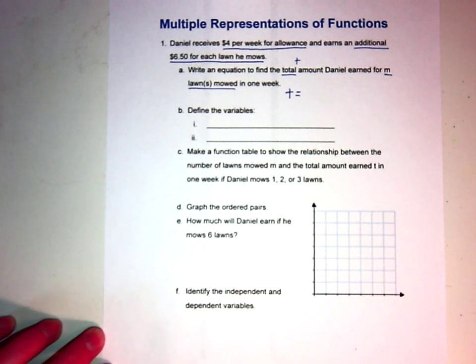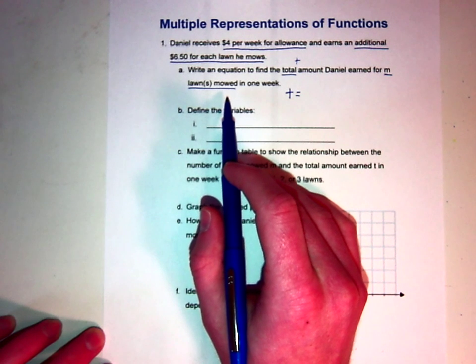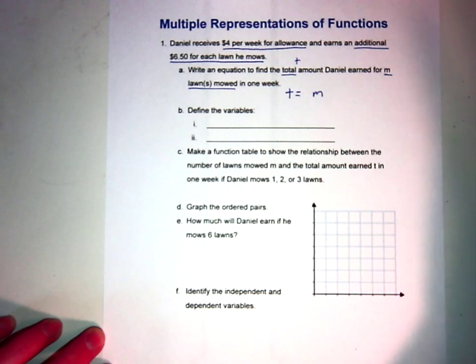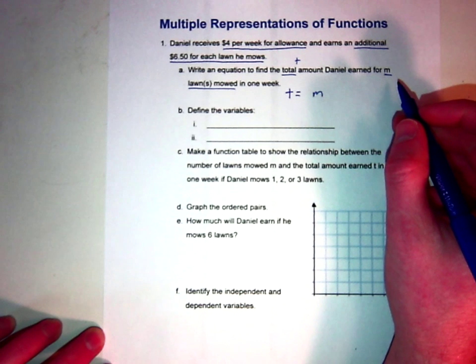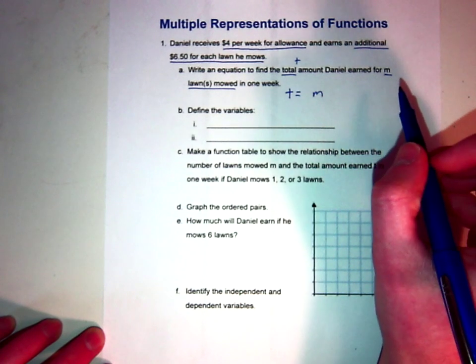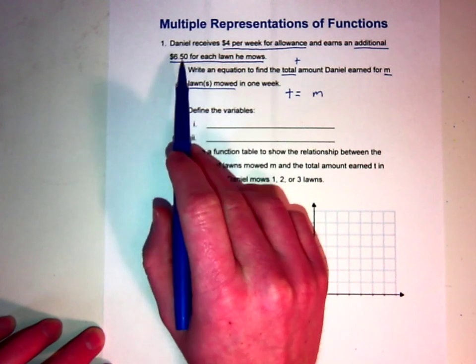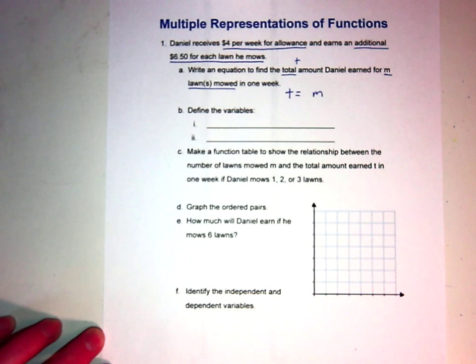Okay? Now, we know that we need to have some kind of input, and that input for this problem is M lawns mowed, okay? Because he is going to be mowing a certain amount of lawns, but we don't know how many, okay? And we defined our variable as M. Okay? From there, we need to say, okay, well, let's look at some of these values. We have $6.50, and then we have $4, okay? Well, what do we know about those values?